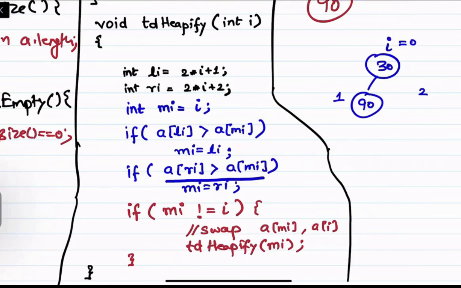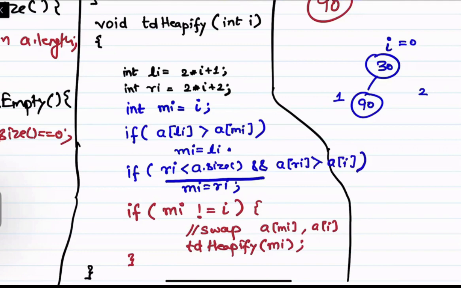So before accessing, we have to put a check. There should be a condition here. What should that condition be? It should be rewritten as: can I say if Ri is less than a dot size and then a of Ri is greater than a of i.